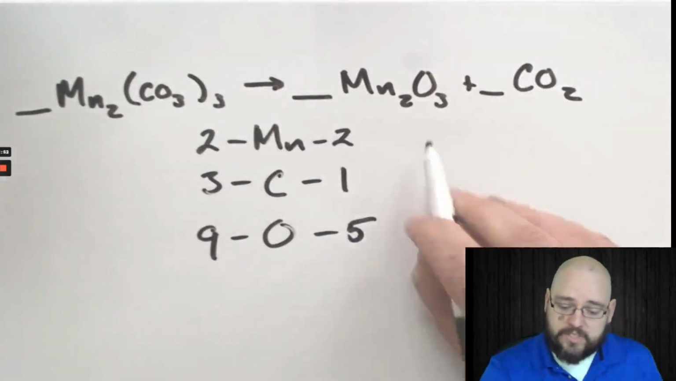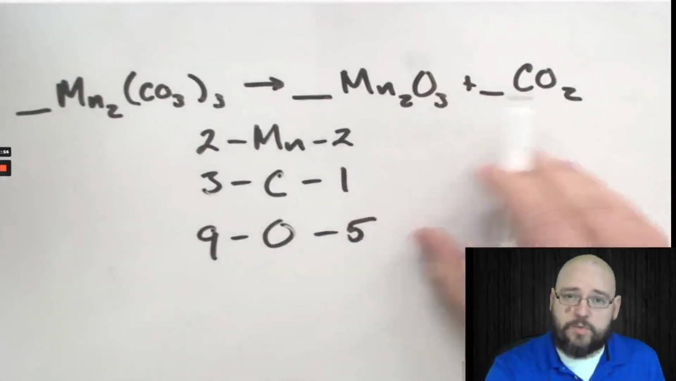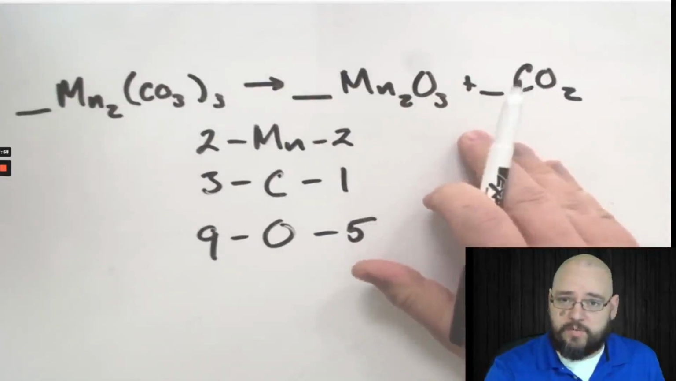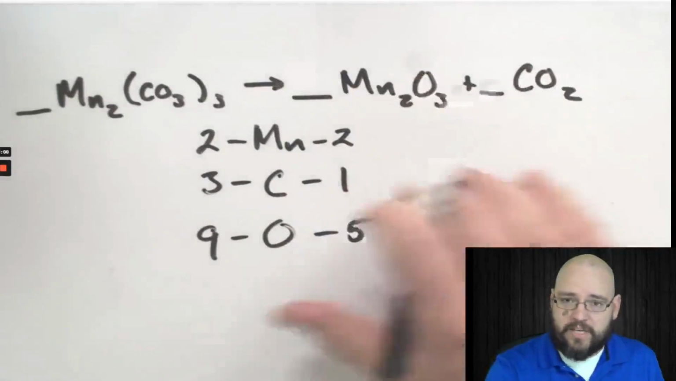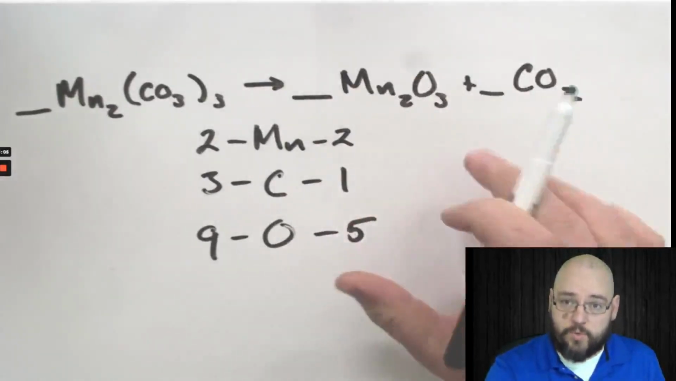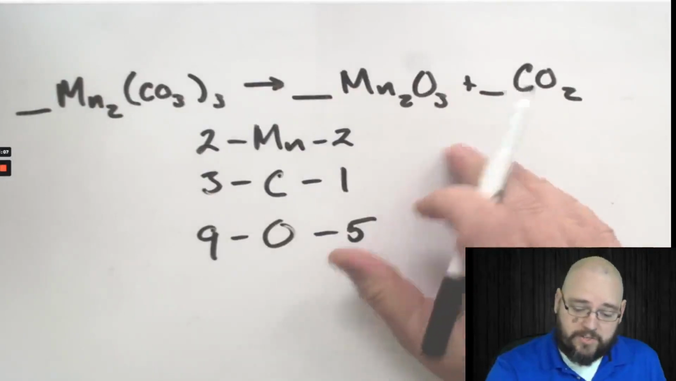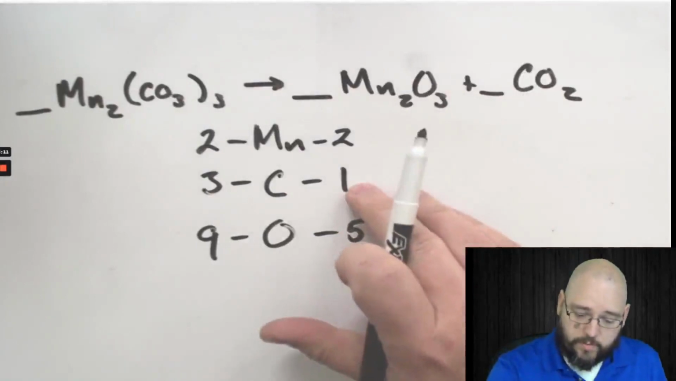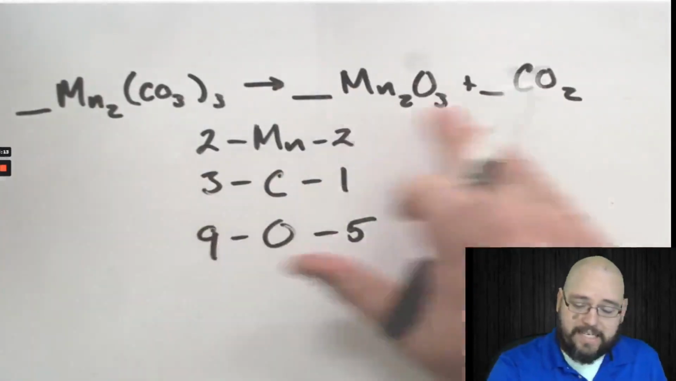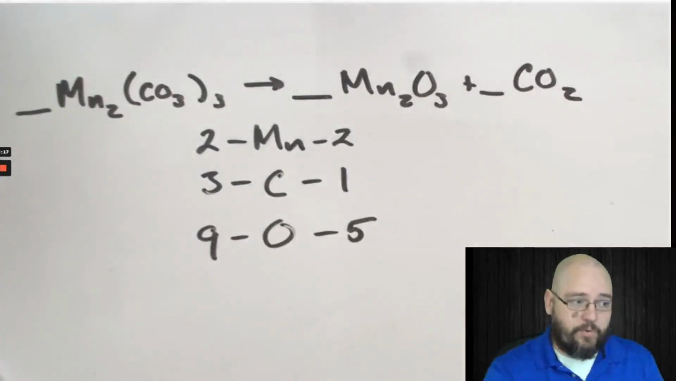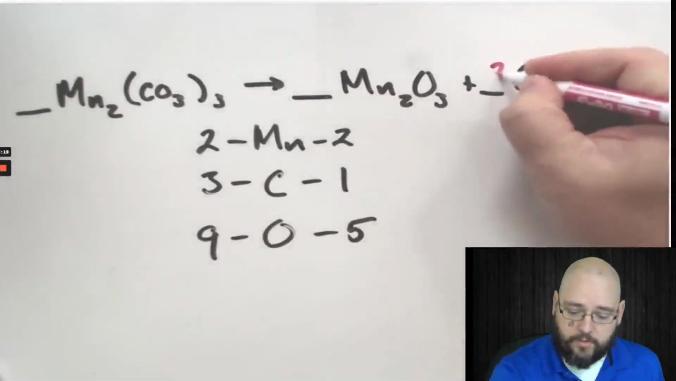Now what you'll notice is that there are oxygen in 2 different compounds on the right. So I don't want to deal with the oxygen right now. If I balance the oxygen, I have to do that in a weird way because there's 2 different compounds that contain them. So what I'm going to do is try and balance the carbons first. So to do that, if I have 1 carbon on the right and 3 on the left, I need to have 3 carbons over here. So what I'm going to do is I'm going to put a 3 here.